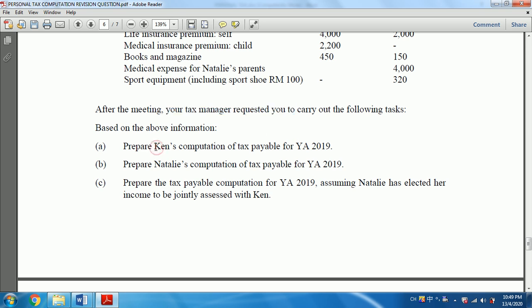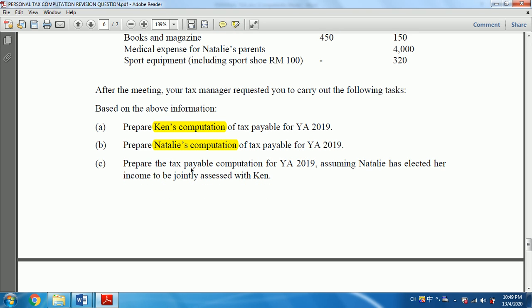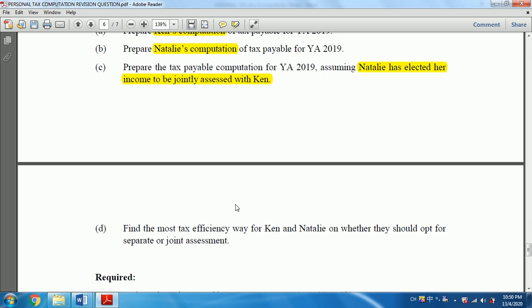A. You have to prepare the tax computations for Ken for YA 2019. B. You have to prepare the computations for Natalie for YA 2019. C. Also prepare the tax payable computation for YA 2019, assuming Natalie has elected all her income to be jointly assessed with Ken. And D will be to find out which is the better way for them, which is the tax efficient way, whereby they should go for separate or joint assessment.